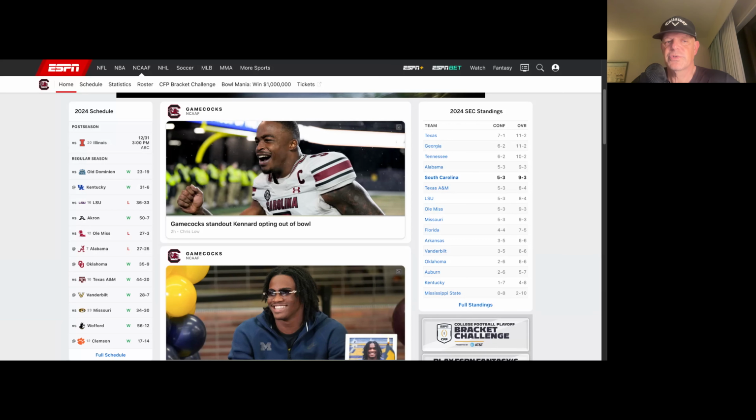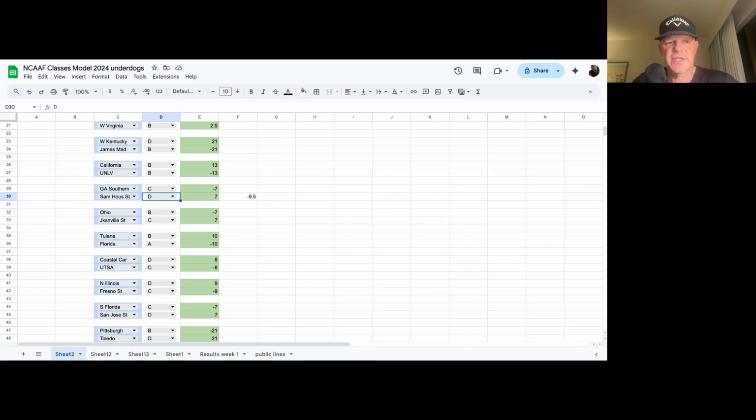So for example, Georgia Southern and Sam Houston. Whoops, I don't have that page up, my bad. Okay, Georgia Southern and Sam Houston. Georgia Southern is a C team. I have Sam Houston as a D team. Now, if I was just using stats, Sam Houston would be minus 9.5. But because Sam Houston is a D team and Georgia Southern I have as a C team, I have Georgia Southern favored minus 7.